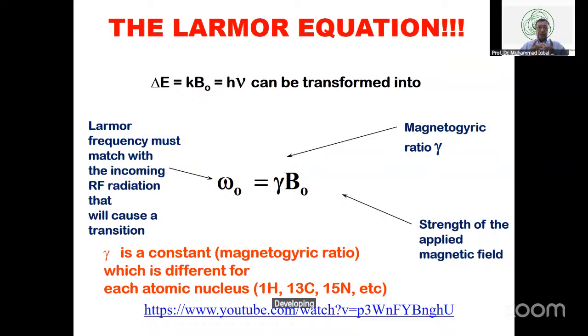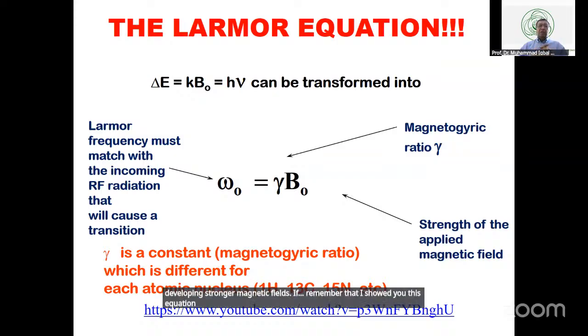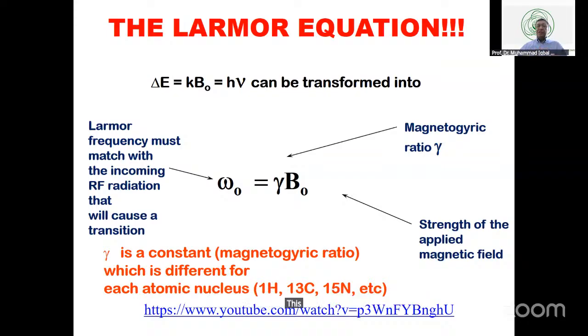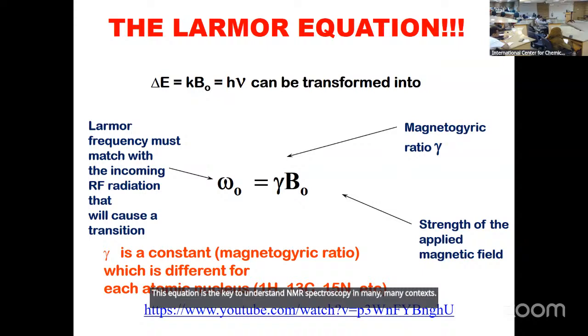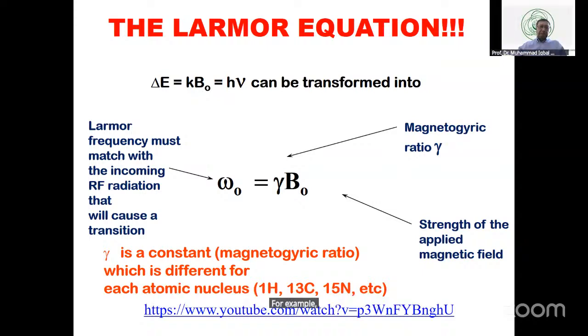And this is the reason that many developments initially in NMR spectroscopy were based on developing a stronger magnetic field. Remember that I showed you this equation a number of times, and I told you that this equation is the key to understand NMR spectroscopy in many, many contexts. For example, Larmor frequency is what you're trying to detect.